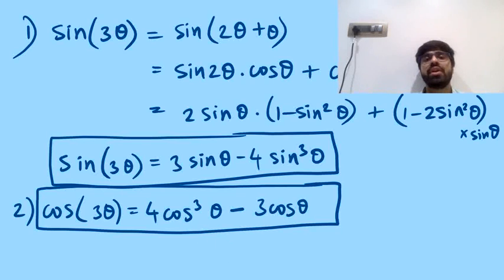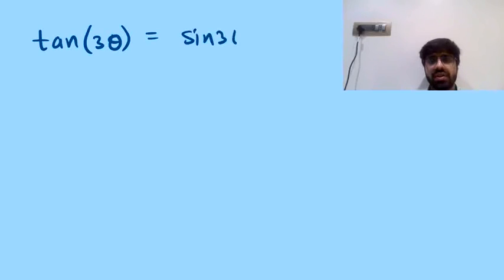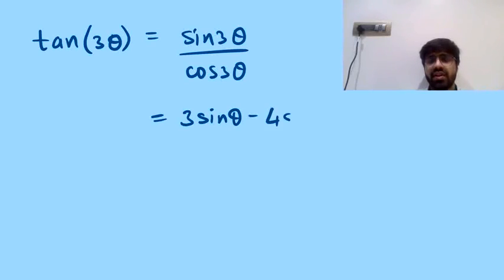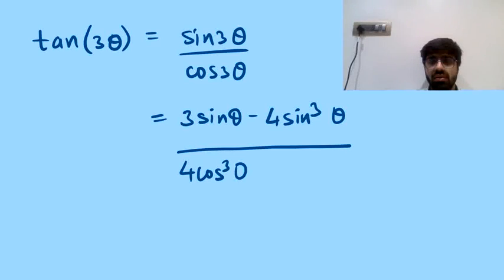And that's the second formula you are learning. So these are two important formulae for sin 3 theta and cos 3 theta that you need to remember. Let's go ahead with the formula for tan 3 theta. You can write tan 3 theta as sin 3 theta upon cos 3 theta. We just learned that sin 3 theta is 3 sin theta minus 4 sin cube theta, and cos 3 theta is 4 cos cube theta minus 3 cos theta.